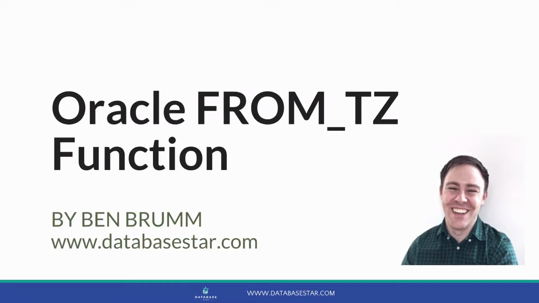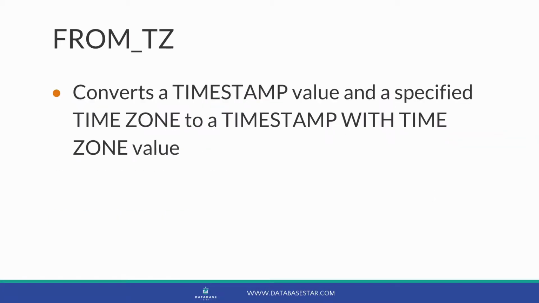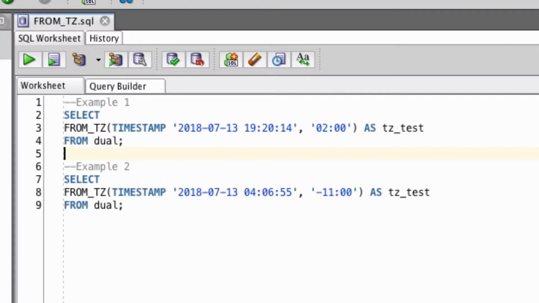The Oracle FROM_TZ function. In this video, we'll look at the FROM_TZ function, which converts a timestamp value in a specified time zone to a timestamp with time zone value. Let's take a look at some examples.